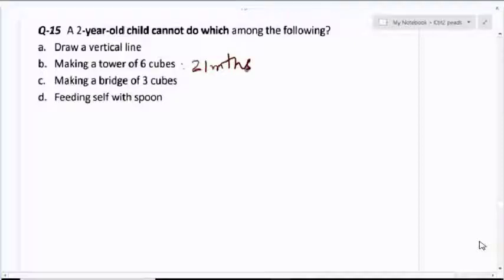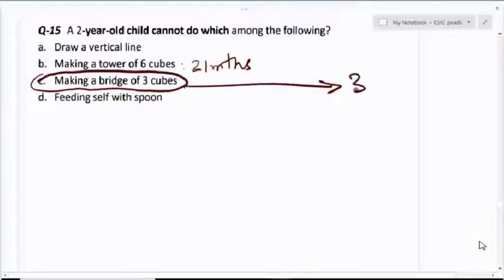Everyone knows about tower of 9. Tower of 9 is at around 3 years. But when can a child make a bridge of 3? So bridge of 3 is actually at 3 years of life.